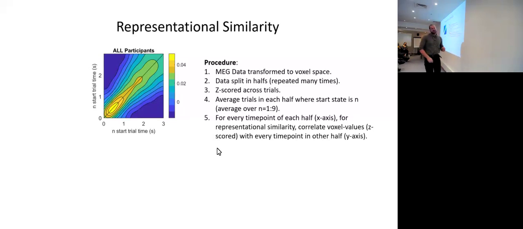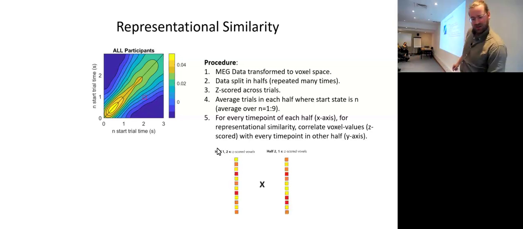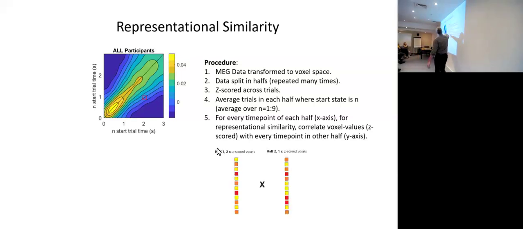So what that means is that what this point here is representing essentially is in the first half, 2 seconds in, the z-scored voxels correlated with, in the second half, 1 second in, the z-scored voxels there. Just a simple Pearson correlation. That's it. And so it's really interesting what we see here. We see a very strong diagonal through the first 3 seconds, and what that means, a diagonal means that there's dynamics going on.